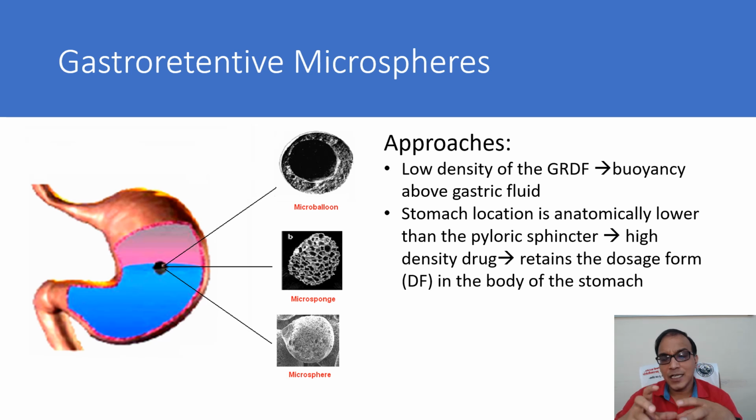So a high density drug retains the dosage form in the body of the stomach. Okay. So if you prepare a low density system, it will float. With high density, it will be clogged into the pyloric sphincter. In both ways, we can retain the drug in the gastric environment. The above purpose may be solved by both approaches, but it depends on the drug and the polymer you are taking for preparation of the microparticulates.